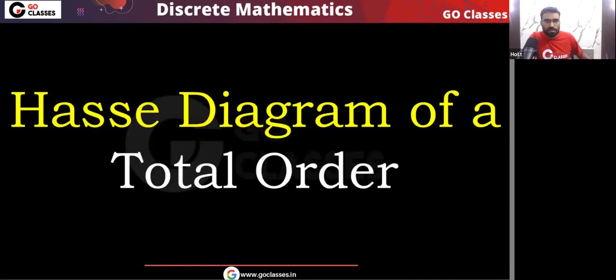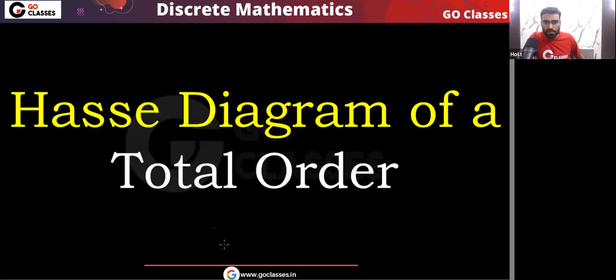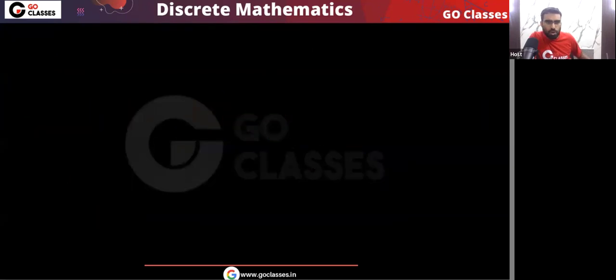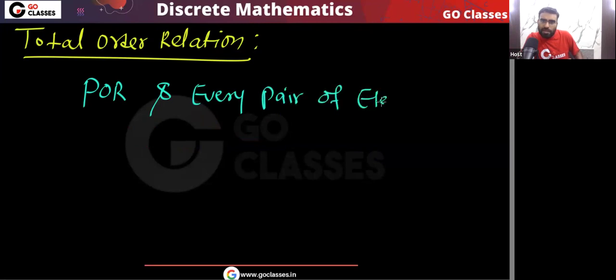Okay. So very simple. Now let's see the Hasse diagram of a total order relation. What is a total order relation? Do you remember the definition? When can I say a relation is total order? When it is a partial order and every pair of elements is comparable. Yes or no? So it must be a partial order relation and every pair of elements comparable.